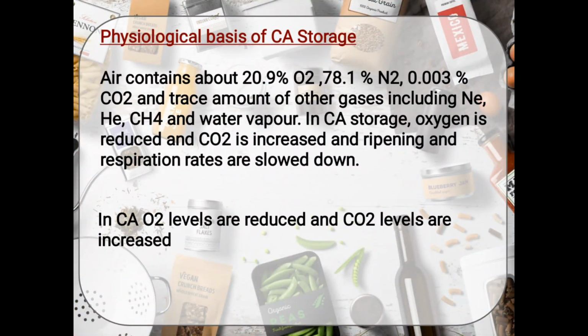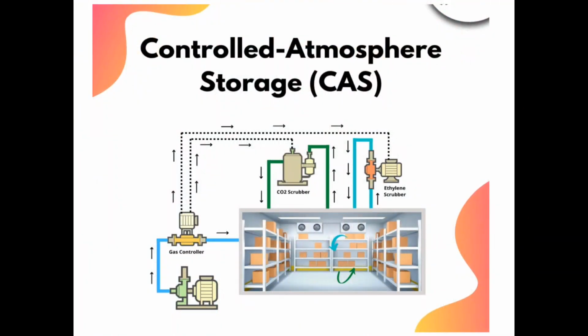Then coming to the physiological basis of controlled atmospheric storage. As I told, the air contains about 20.9% oxygen, 78.1% nitrogen, and 0.03% carbon dioxide. And also water vapor, ethane, methane. These are all the things which are present in it. So in CA, the O2 levels are reduced and CO2 levels are increased. That's the basic principle.